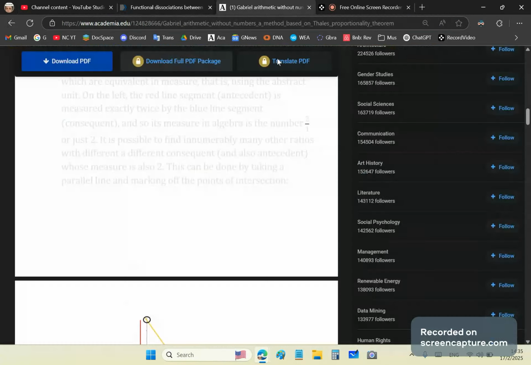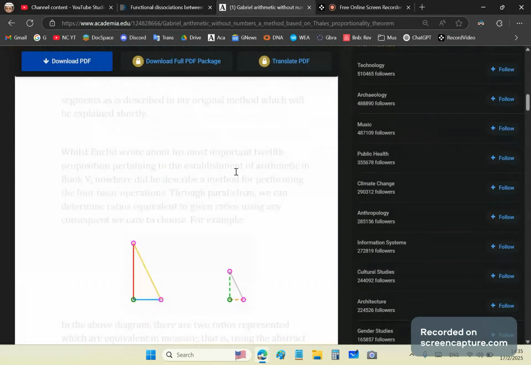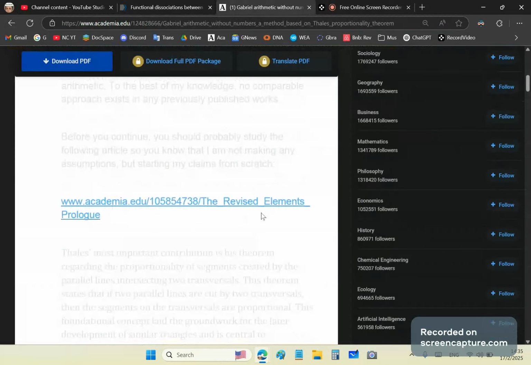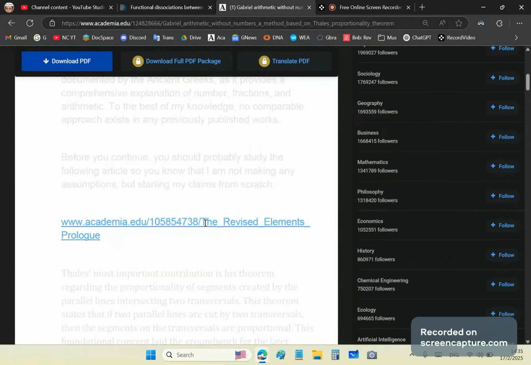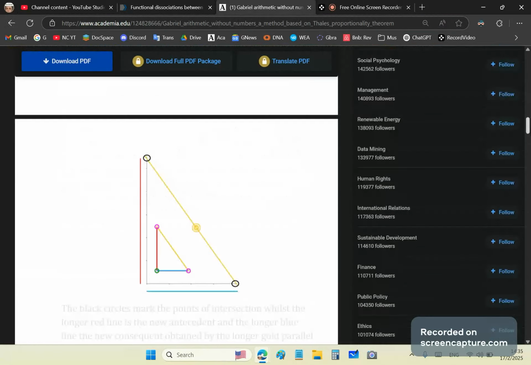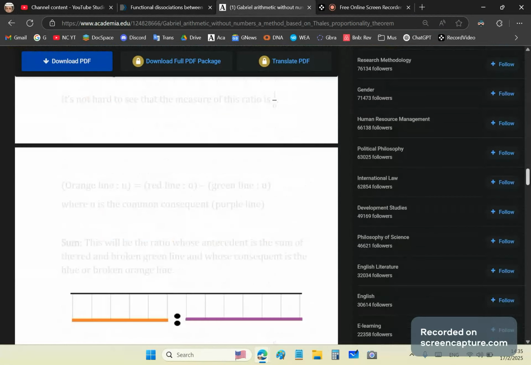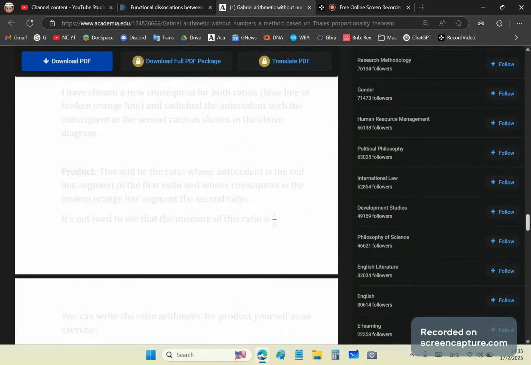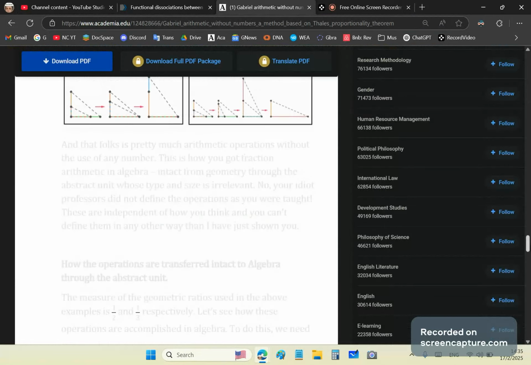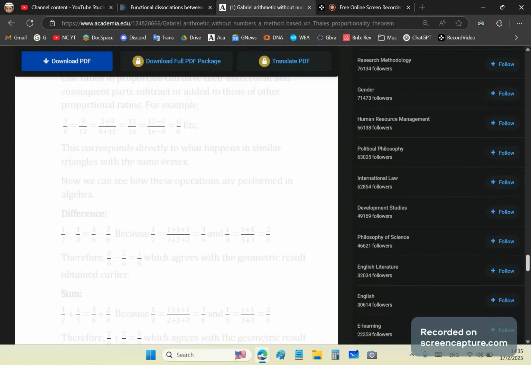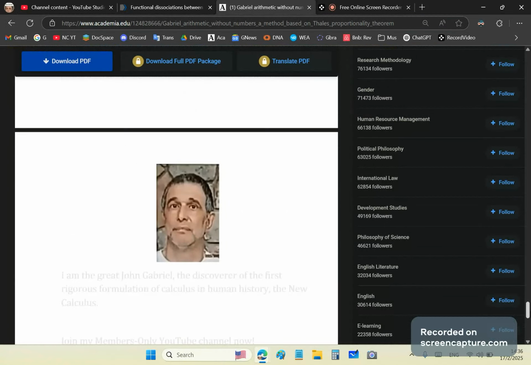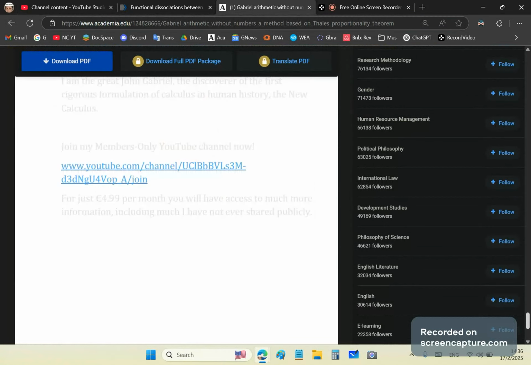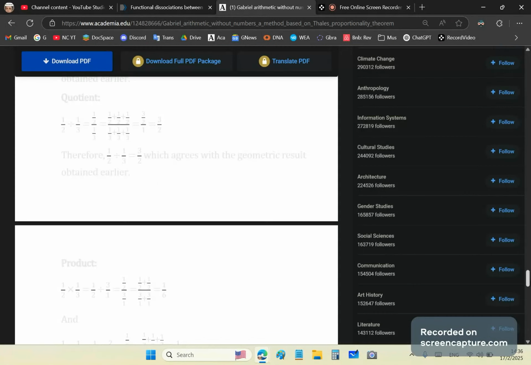Follow me on Academia.edu, and to read this article here, by the way, which I'm showing you in dark mode, you have to create a free account on Academia.edu. Then you have to log in before you can read or download the article. It will tell you how you got arithmetic without numbers and also show you how it was transferred to algebra. It's a beautiful article. This information was never published before I published it. So it's original, it's new, relatively new. It's only been around a short while.